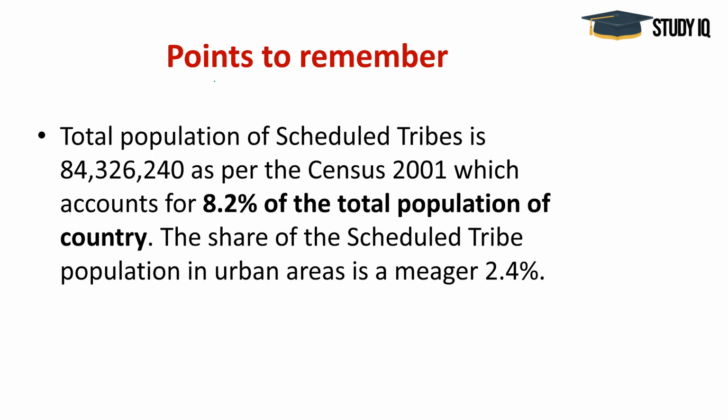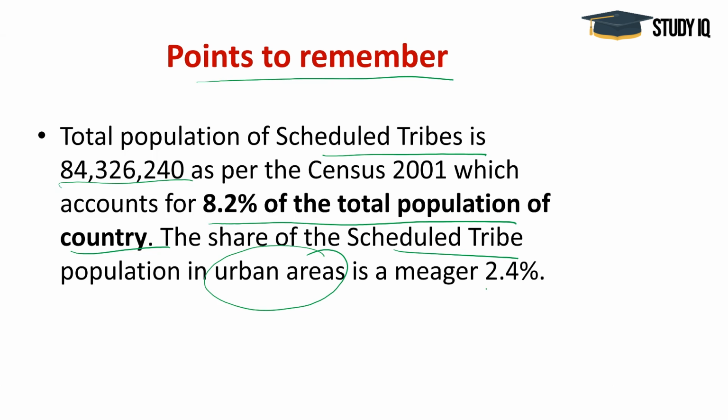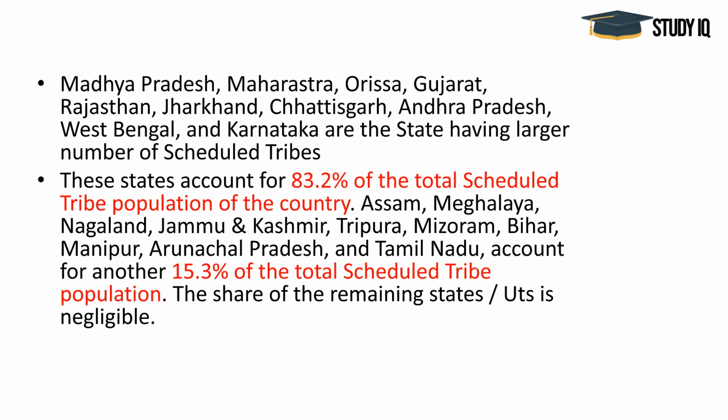Now, there are more points to remember. The total population of ST is around 8,43,26,000, and 8.2% of the total population of our country constitutes the ST population, while the share of scheduled tribe population in urban areas is only 2.4%. Then there are certain states with a large number of scheduled tribes. Bastar district of Chhattisgarh has the largest number of scheduled tribes living there.